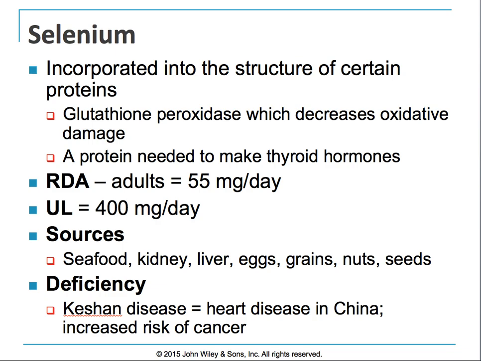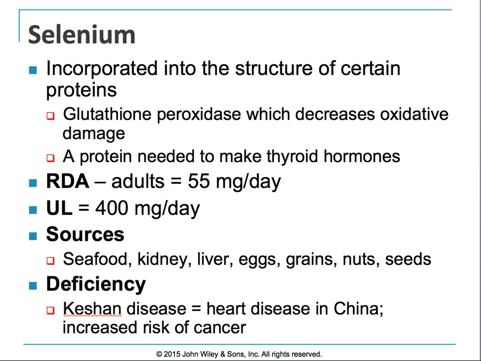Next up, for trace minerals, we have selenium. Selenium is incorporated into the structure of certain proteins like glutathione peroxidase, which decreases oxidative damage. So decreasing oxidative damage is acting on free radicals. And selenium is also present in a protein that's needed to make thyroid hormones.